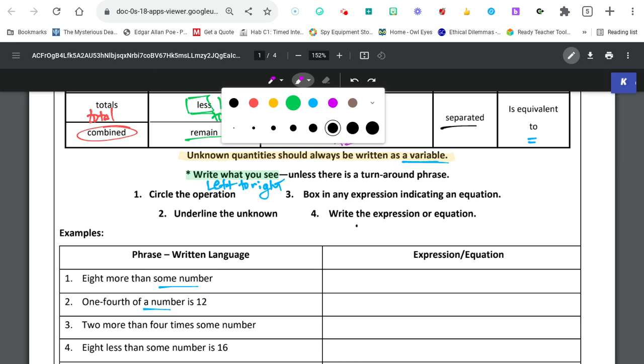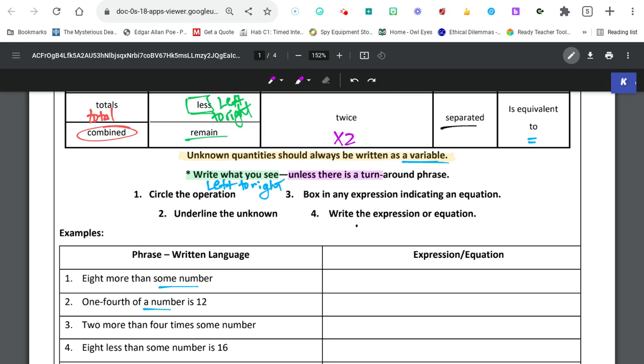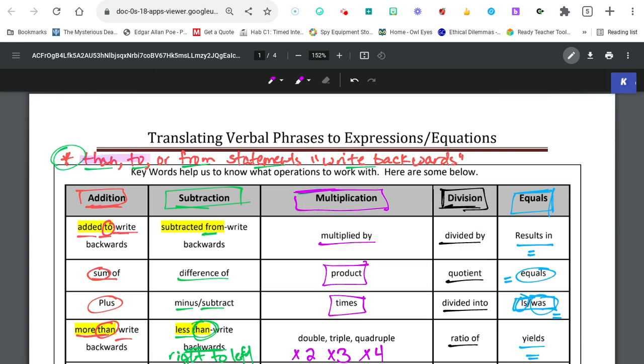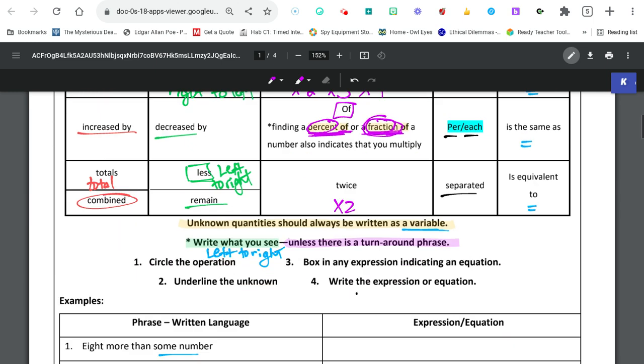Okay, let me change my color. Unless there's a turnaround phrase. Now, what do I mean by turnaround phrase? I'm going to show you what I mean by turnaround phrase. That means what tells you to write it backwards. So I'm going to go back to this. Than, to, or from statements. Write it backwards. Those would be my turnaround phrases.